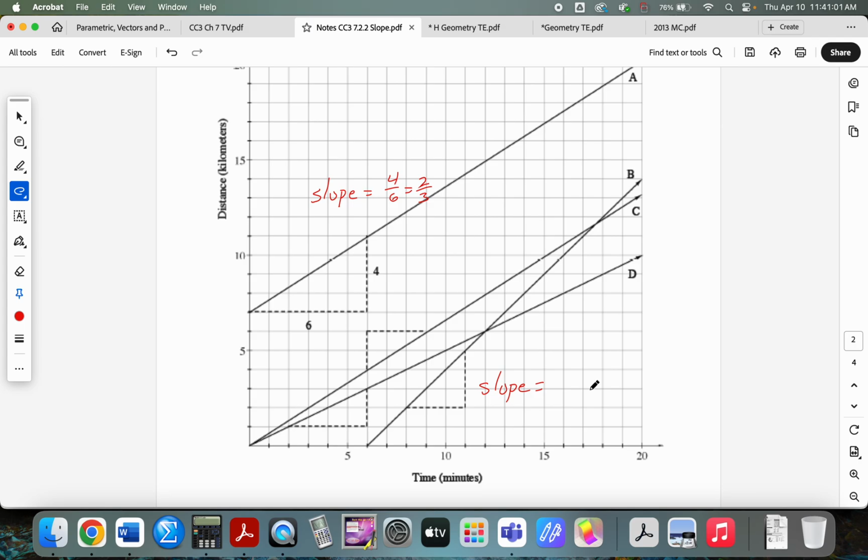All right, so for B, we find that this distance is 3 and this distance is 3. So the amount that it went up as it moved to the right was 3/3. The slope is 1. That person is going 1 kilometer per minute. That's 60 kilometers an hour, which is, yeah, that's pretty fast.